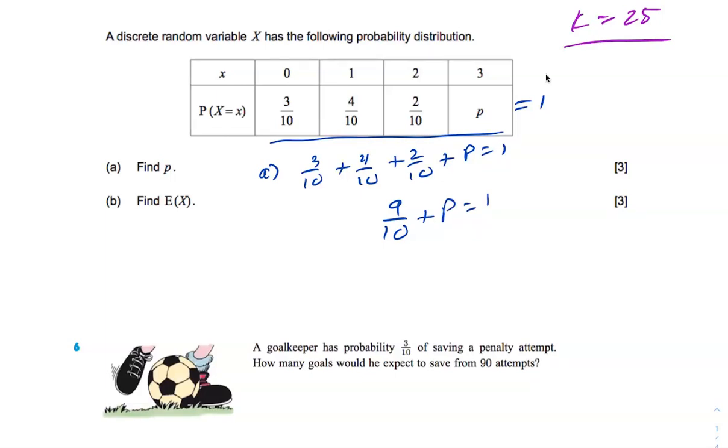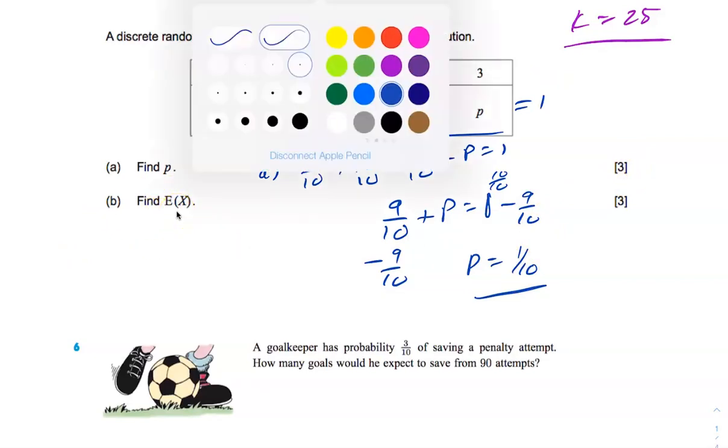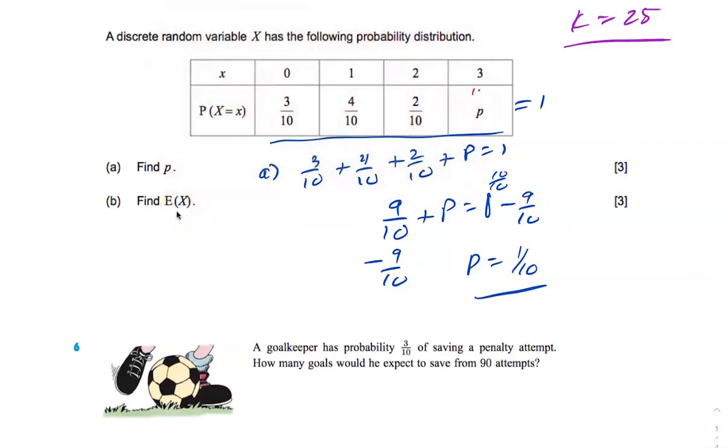Then we're going to subtract 9/10 from both sides. With a common denominator, I'm going to get P equals 1, which is 10 over 10, minus 9 over 10. P equals 1 over 10. So that's my probability. Now they want me to find the expected value. Well, now I know what P is. P is 1 over 10.